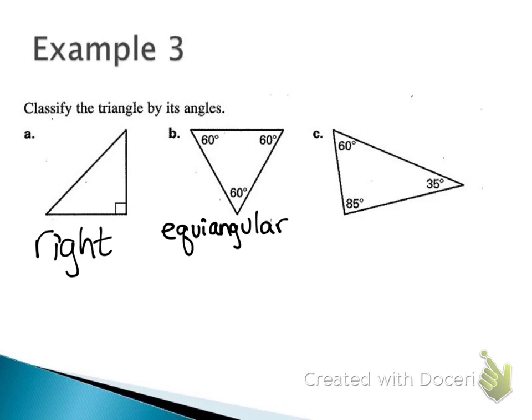Nikitra. Acute. Why? The biggest one we have is 85. All 3 of these angles are less than 90. That makes it acute. So what would have made it obtuse? If 1 angle is greater than 90, it's obtuse.